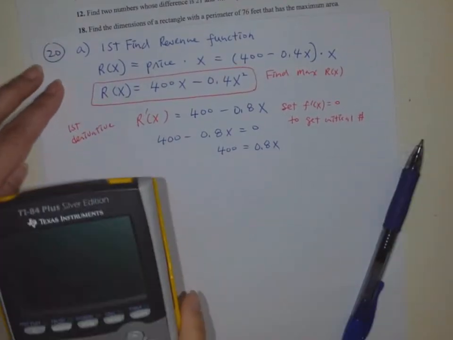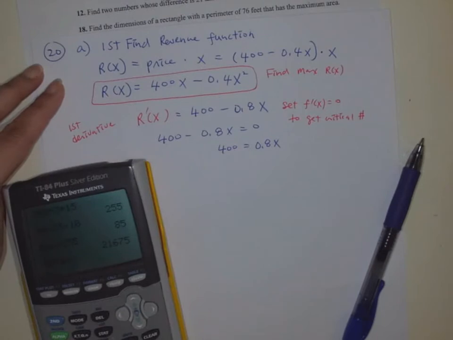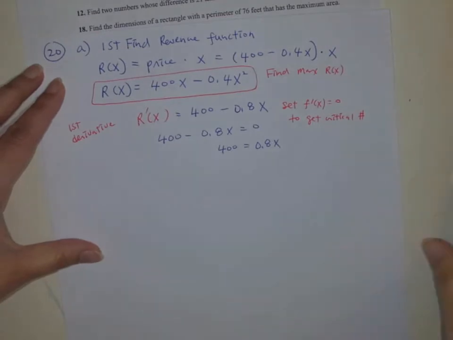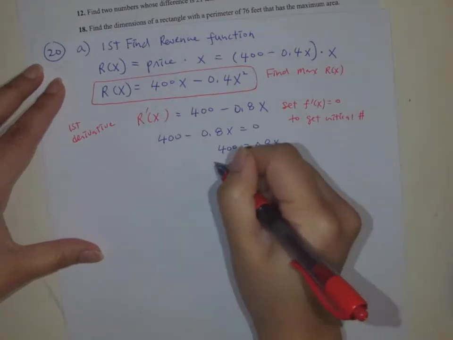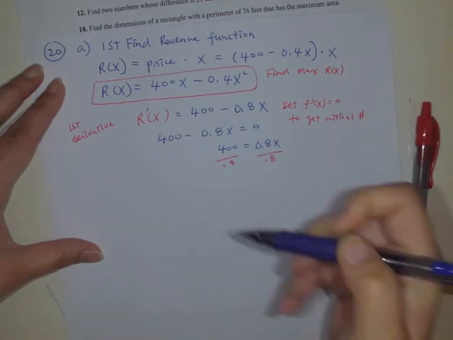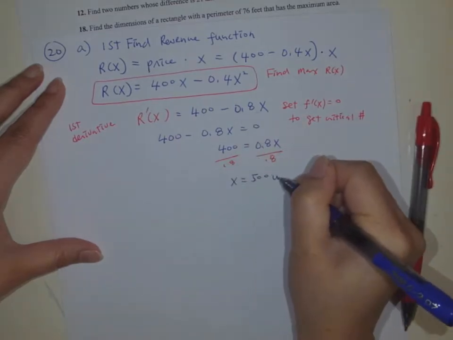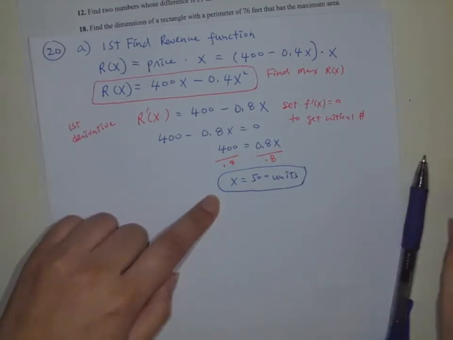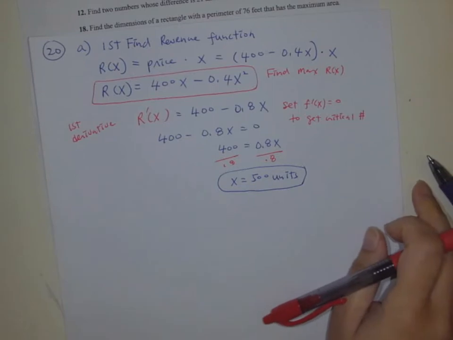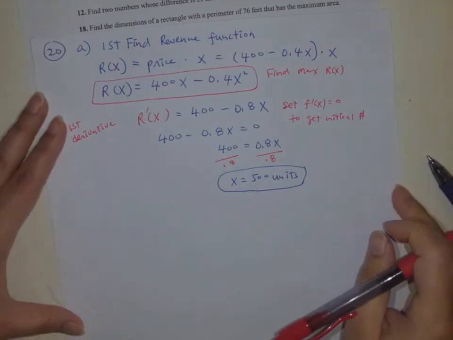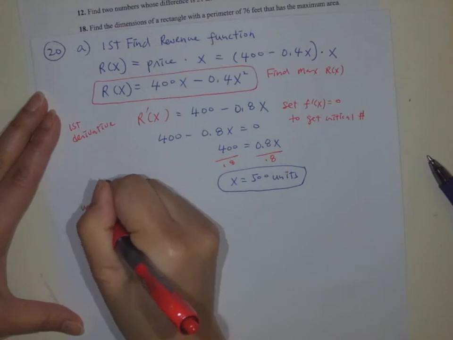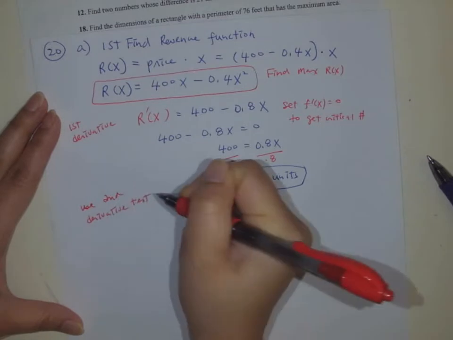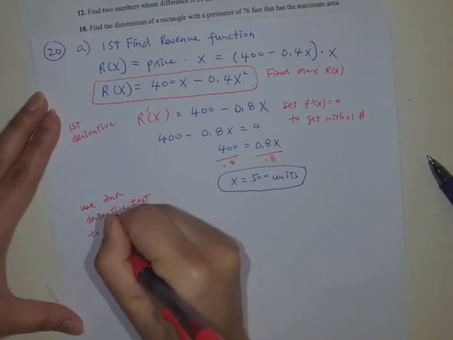400 divided by 0.8 is what? So we got 500 units. We got x equal to 500 units, which means we probably need to double check with the second derivative test to see if that's the maximum point, but 500 units is what you're shooting for, right? So we're going to use the second derivative test to see if it's a maximum.